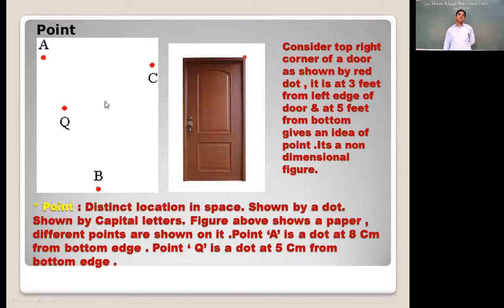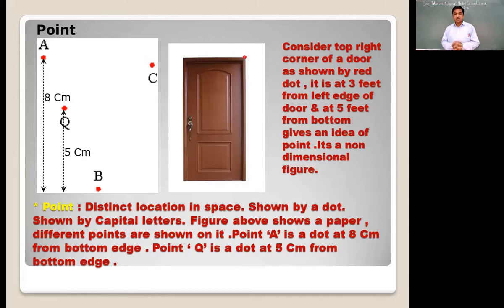For example, we take a plain piece of paper and put a dot on it with a pencil. That will be known as a point. For example, this point A has a distinct location of 8 centimeter from the bottom of the page. Then we'll see point Q, which is at a distance of 5 centimeter from the bottom. So you can see that point A and Q, point B and C, have some specific location from one edge of the page, and they are known as points.